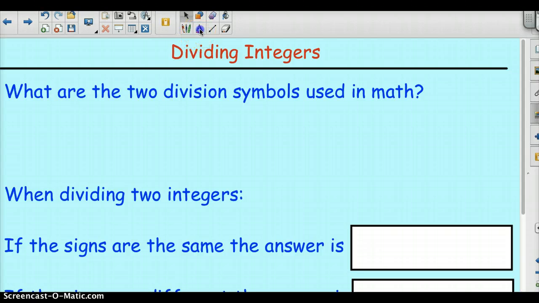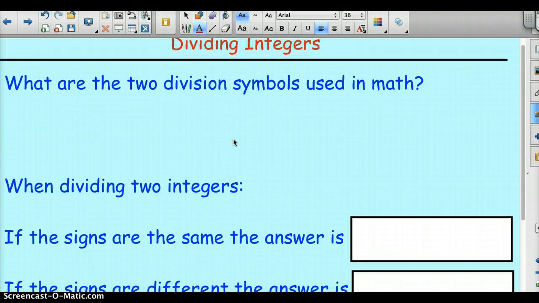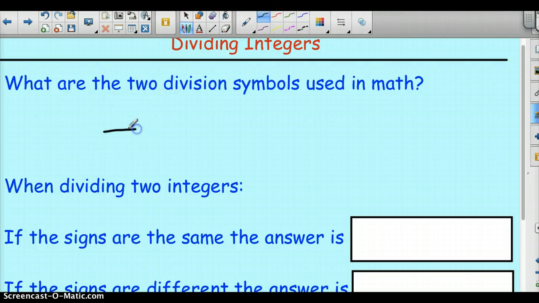So here we go. Starting with division, what are the two division symbols used in math? Well, in math, we use two of them. We use the basic divided by symbol, as well as the fraction symbol, which can be written like that or that. So, two different symbols we utilize.